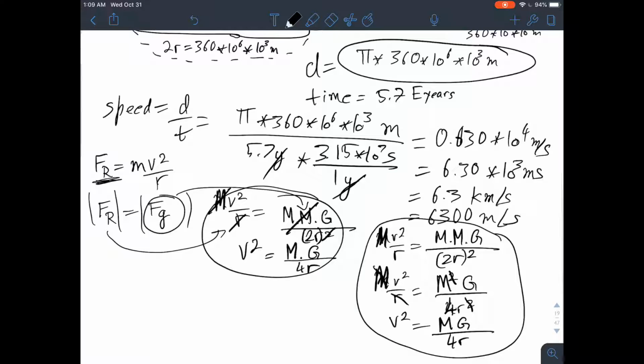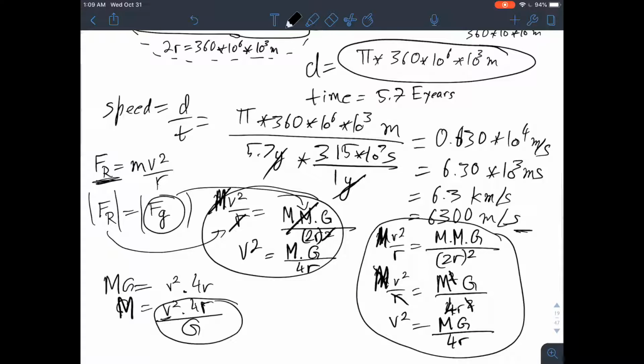Now what do we do? Well, we want to know the mass, so let's get the mass on one side. M times G equals v squared times 4r. So M is equal to v squared times 4r divided by G. And if we put in the numbers, we know the velocity, 6,300 meters per second. We know the radius, it's half of 360, and we know G, which is a constant. And we put that all together.